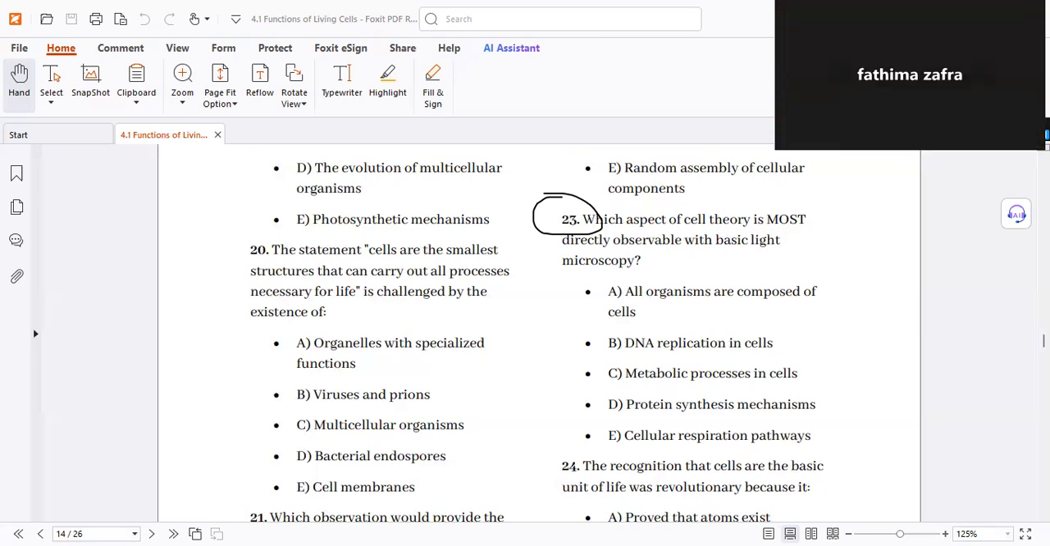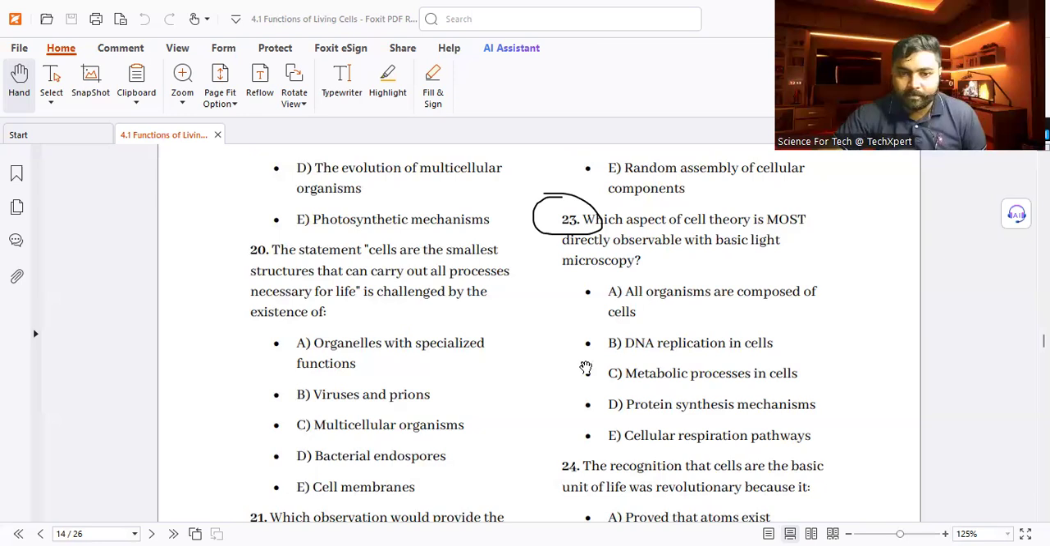So is it B? B. Which aspect of cell theory is most directly observable with basic light microscopy? So what is important? Basic light microscopy. DNA, no, you cannot see DNA replication. This you can see: all organisms are composed of cells. You can see cells very easily under a light microscope.